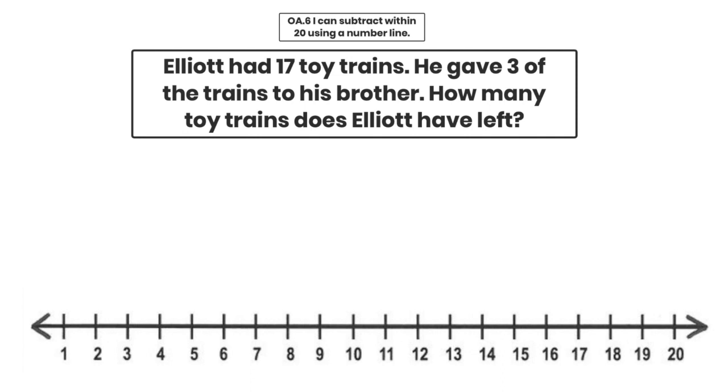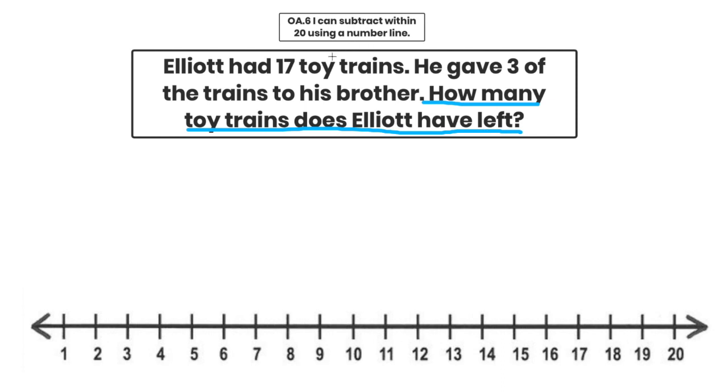So the first step that I need to do is identify the question. And the question is, how many toy trains does Elliott have left? Now I need to determine how I can solve the problem. Well, I see the word left, and left is a clue word that lets me know that I'm probably going to subtract.